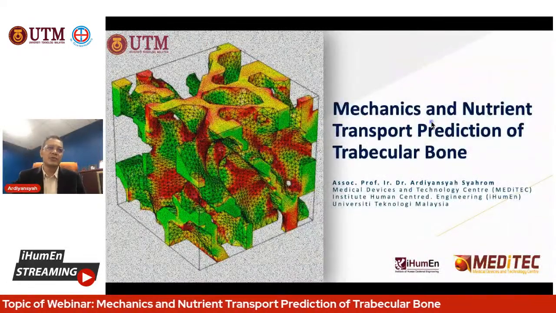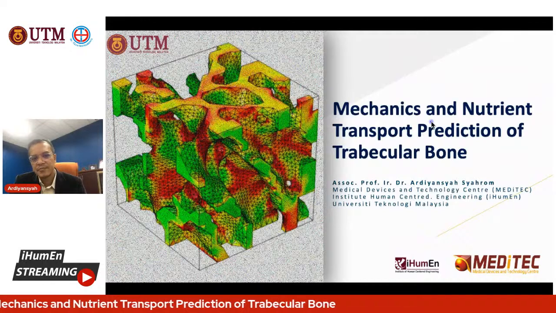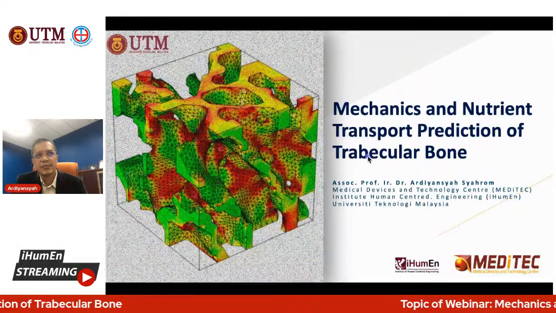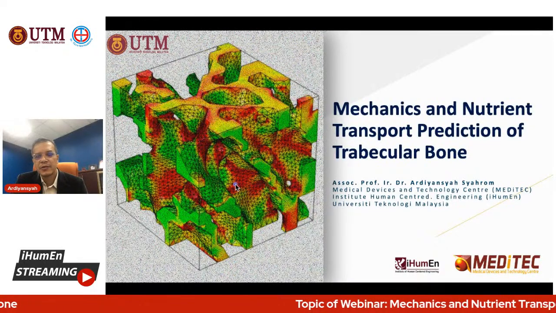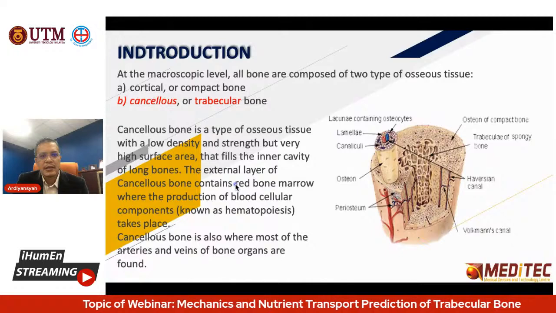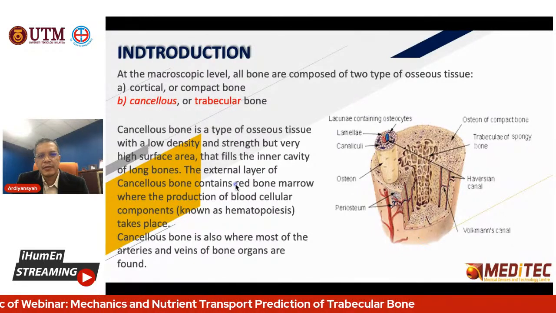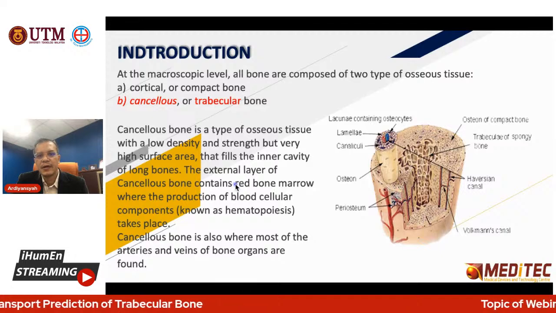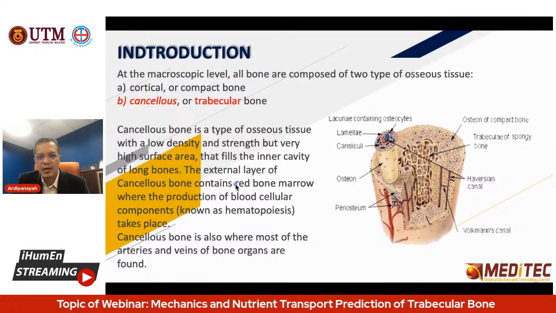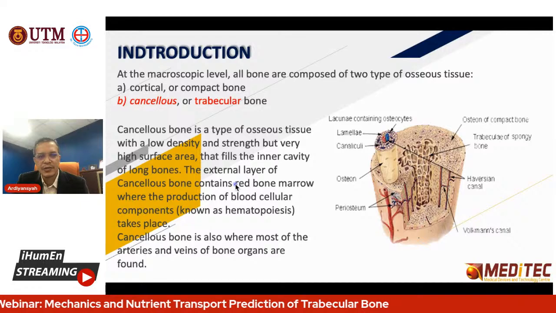Okay, we go to the main presentation today: mechanics and nutrient transport prediction of the trabecular bone. This is focused only on the trabecular bone. At the microscopic level, all bone is composed of two types of osseous tissue. The first is cortical or compact bone. The second is cancellous bone or trabecular bone. Today we focus on the cancellous bone.